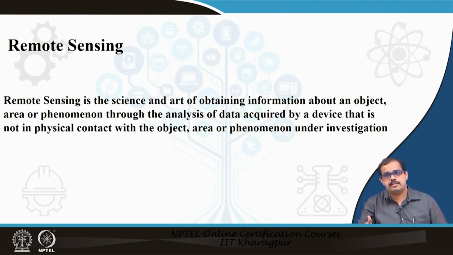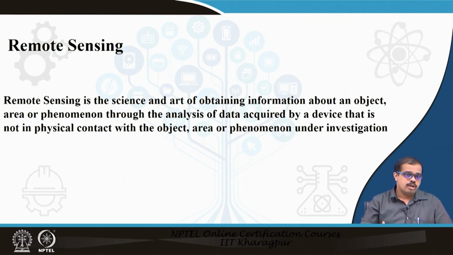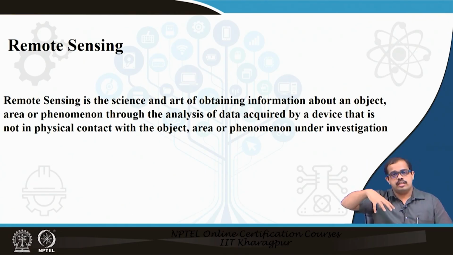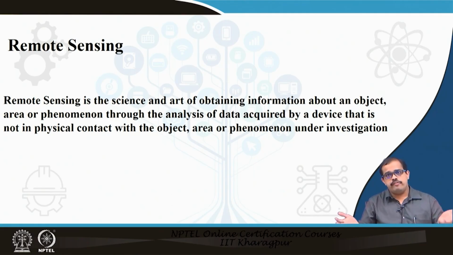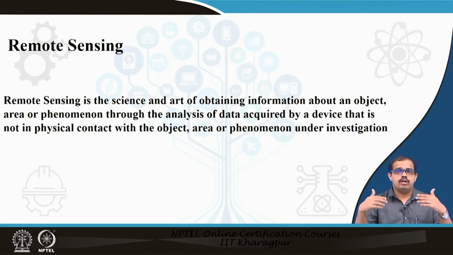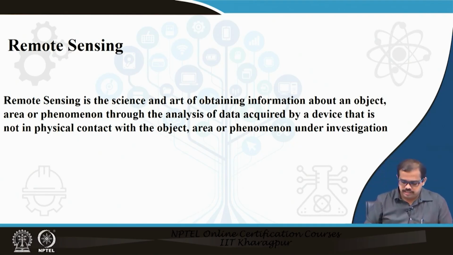Similarly, the same concept applies with satellites, which are placed somewhere around 800 to 900 kilometers away from the earth's surface. These sense the earth's surface in terms of whatever is the object, area or phenomenon. Based on your application, you try to see what kind of information you need. So that is what remote sensing is.